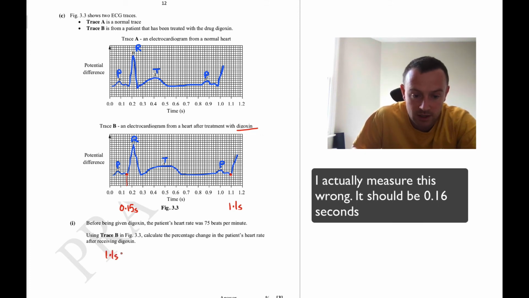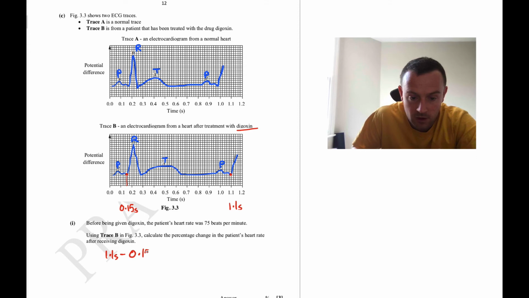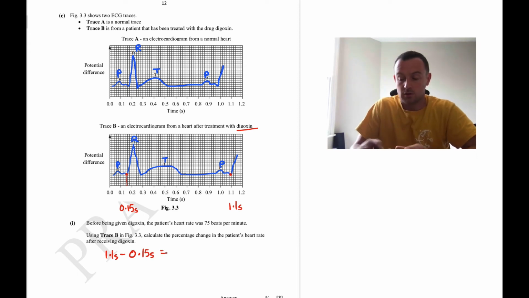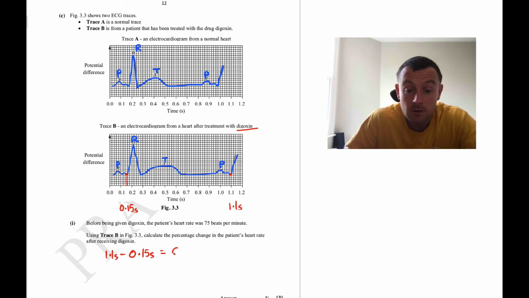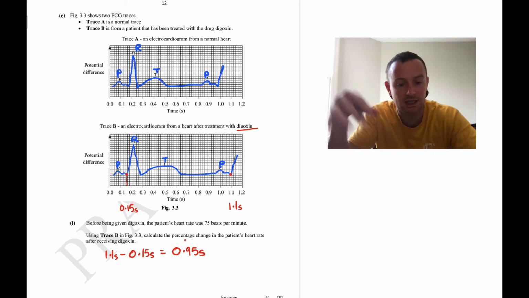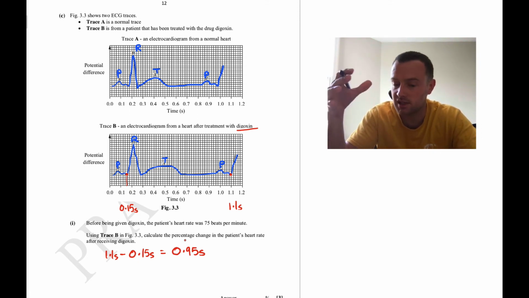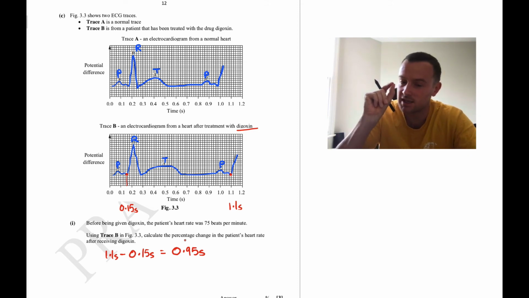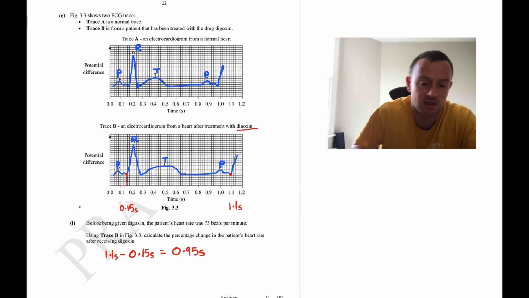So then we can work out how long it takes. 1.1 seconds minus 0.15 seconds is equal to, calculator, 1.1 minus 0.15 equals 0.95 seconds. So it takes just under a second to do a heart beat. So then when we're calculating the heart rate, it's going to be over 60, isn't it? Because each beat takes just less than a second. So just bear that in mind when you do your next step, because several people went wrong.